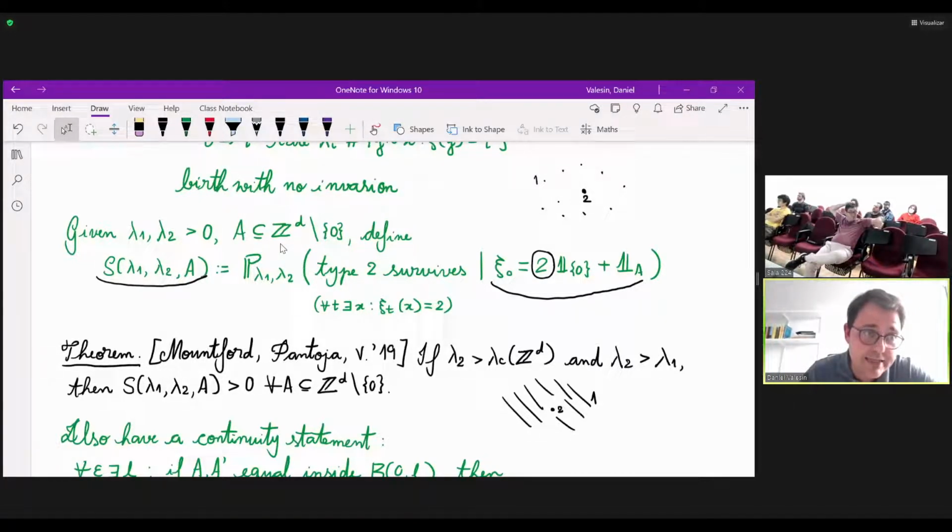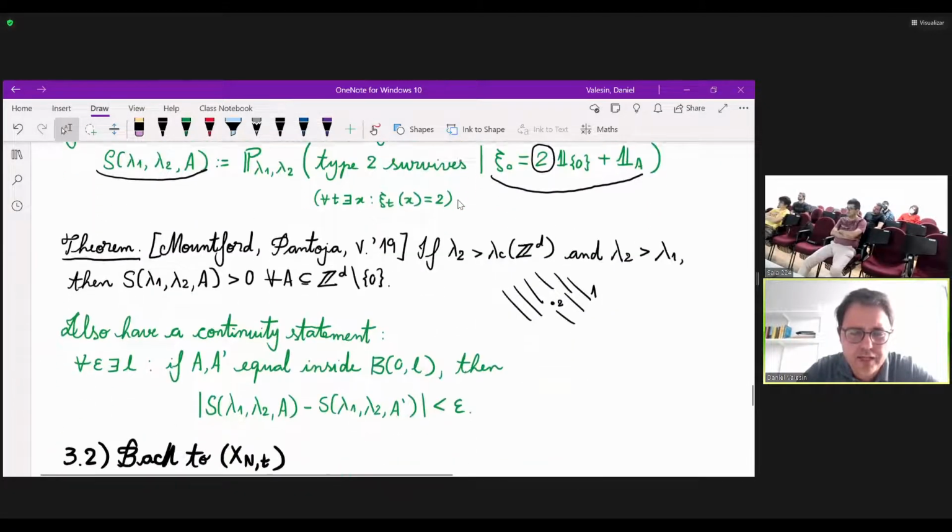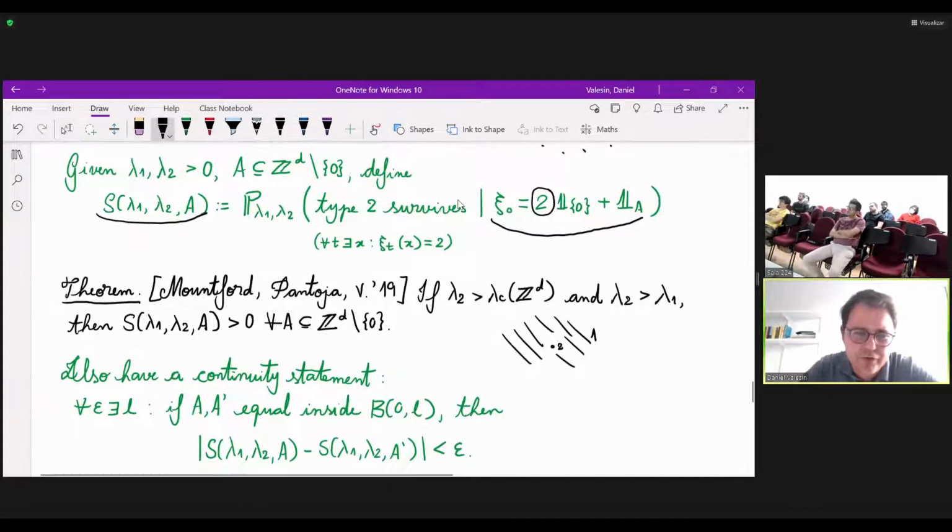So what this theorem is saying is that even in that case, type 2 has a positive probability of surviving, even though it's hard for type 2 to survive at first, at least, because it's trying to give birth but it's only facing occupied sites. So we proved this result. There's also a sort of continuity statement, which maybe I will also skip. What it says is that if you have a set A and a set A prime, and they look the same inside the big ball, then S of A is close to S of A prime. So that's also important.